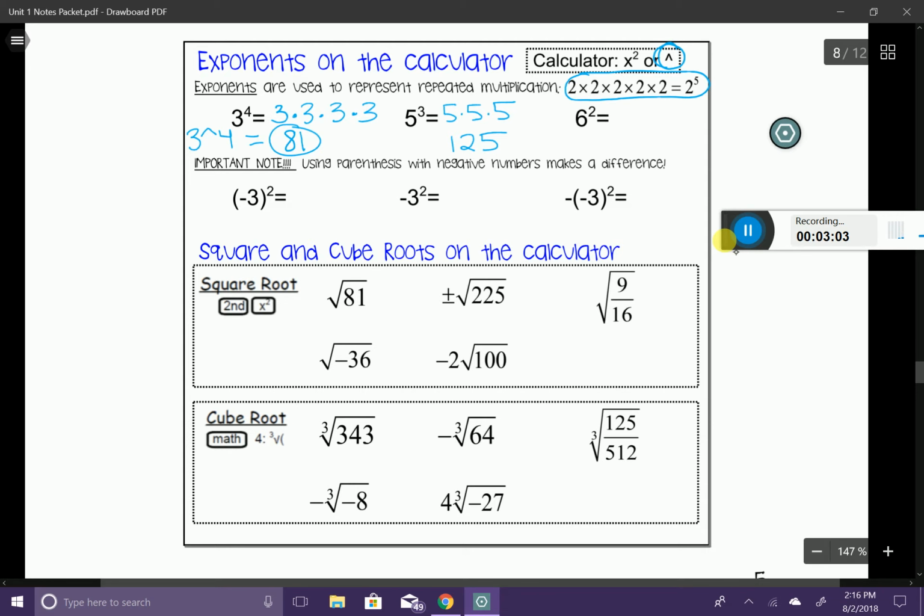All right, 6 squared is a pretty common one. That's just going to be broken down into 6 times 6, which we know is 36. Same thing, you would do 6 caret 2.